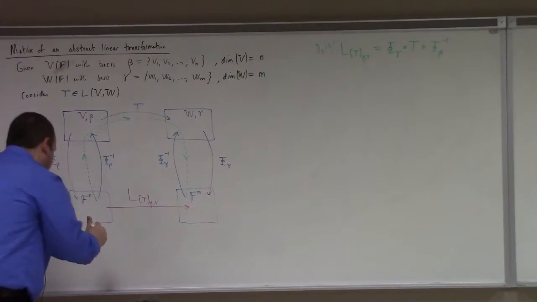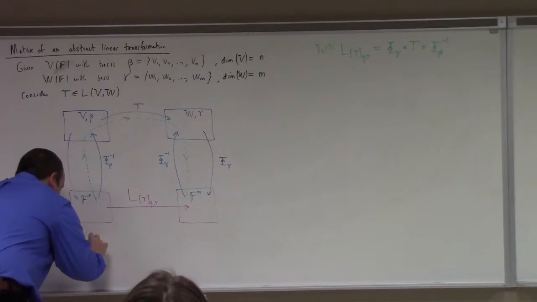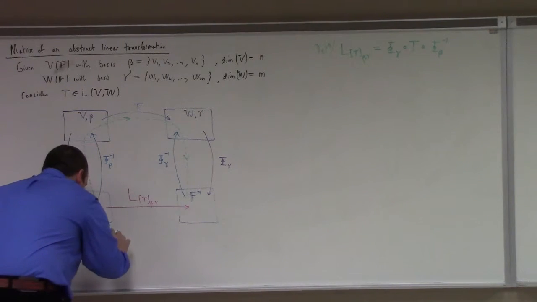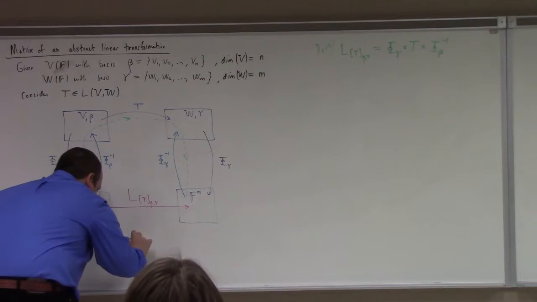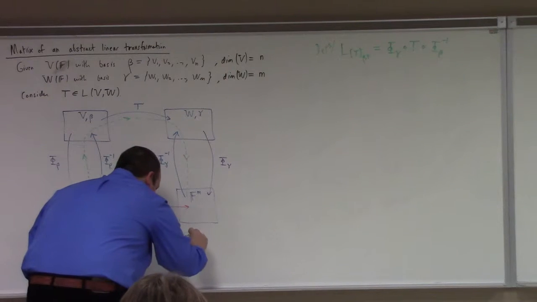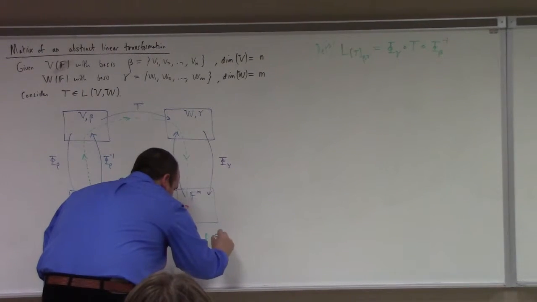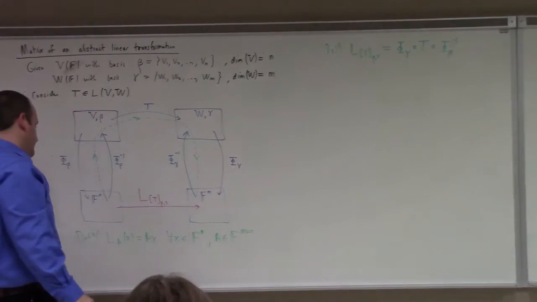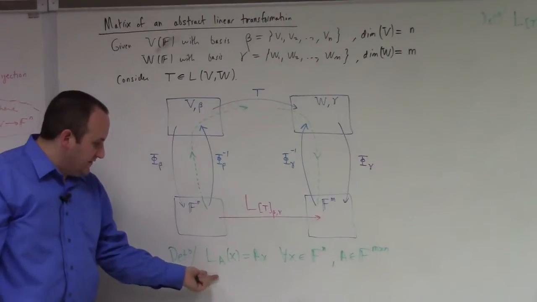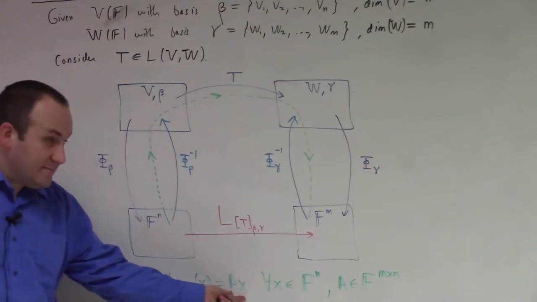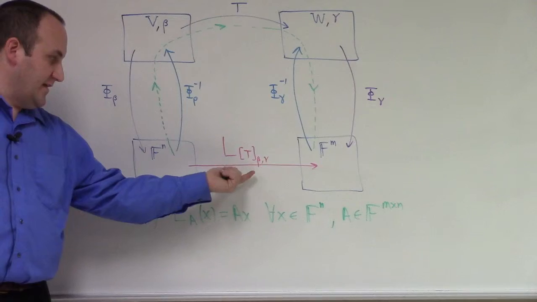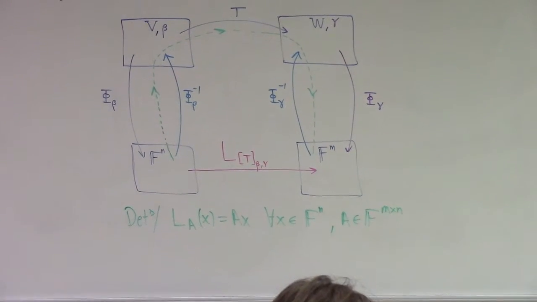By the way, definition, L sub A of x is equal to Ax, for all x in F^n, and here A is in M_{m by n}(F). This is just the linear transformation which is induced by multiplication by A. So when I write L sub T beta gamma, I'm saying this is the linear transformation of column vectors, which is obtained by multiplying by that particular matrix.